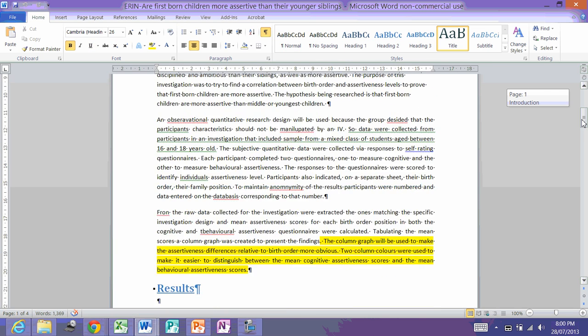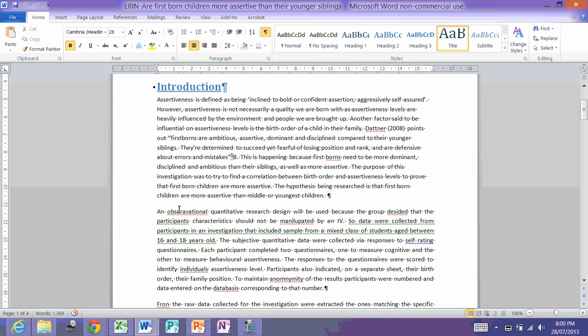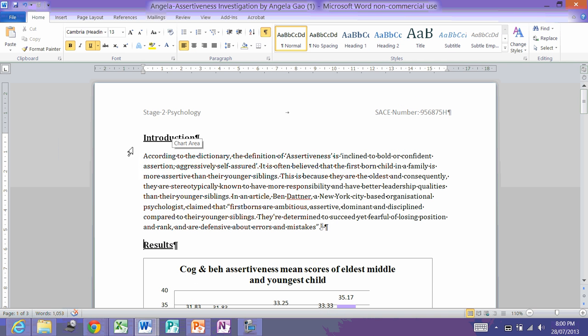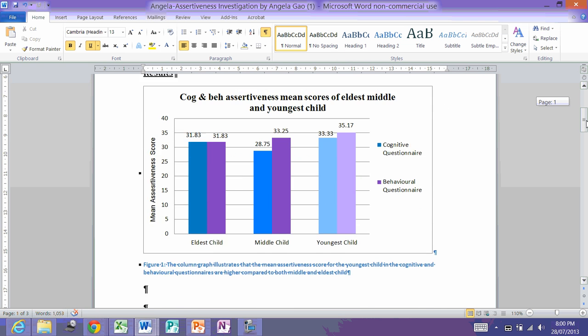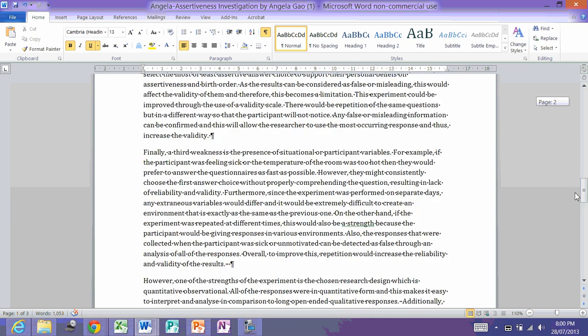Look at the introduction. Huge. Okay? Observational quantitative research design, manipulated the data, the IV. You see? Group decided should not manipulate the area, so that's why we decided that we're going to do subjective quantitative data collected. So my design will be such and such and such. Please go and change it. This is not enough. No. Discussion. Also it's a problem.